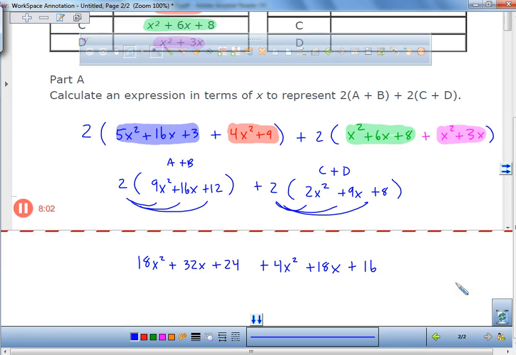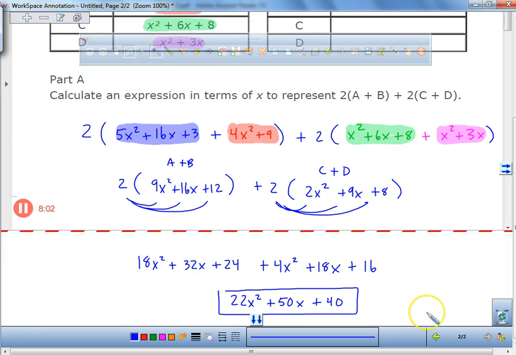So let's think about our like terms. We've got 18x squared and 4x squared, which is a total of 22x squared. We've got 32x and 18x, which is a total of 50x. Okay. And then we have 24 and 16, which is a total of 40. All right, there you're done. That's it. That's your answer.